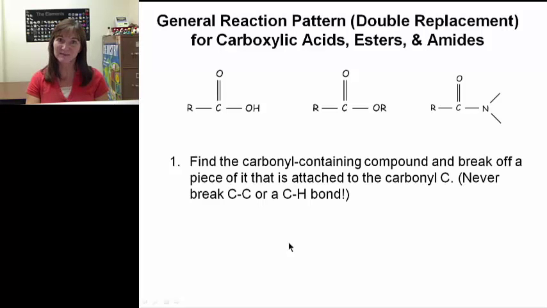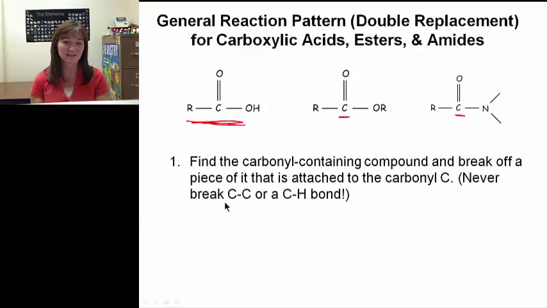Your first step is to find the carbonyl containing compound and break off a piece of it that is attached to the carbonyl carbon. So if we look at these molecules up here, here's my carboxylic acid. If we focus on our first one here, all of these contain a carbonyl group. So find your carbonyl group, and break off a piece of it that is attached to the carbonyl carbon. Never break a carbon-carbon or a carbon-hydrogen bond.